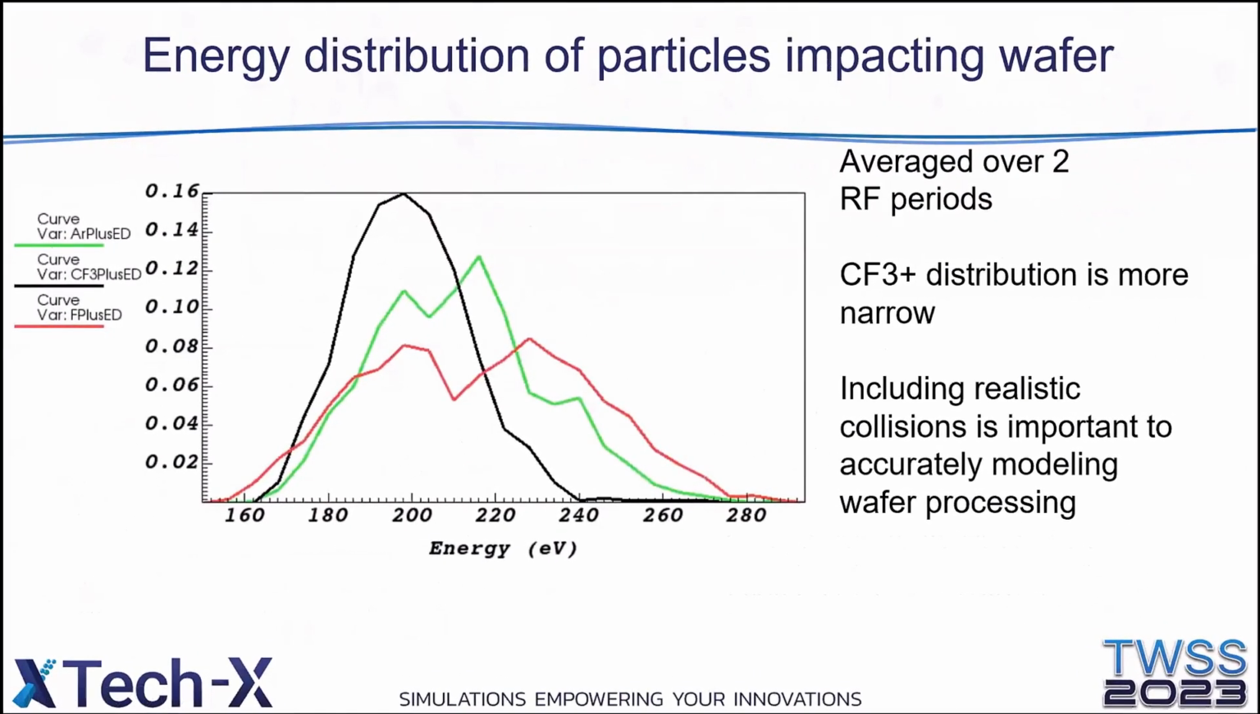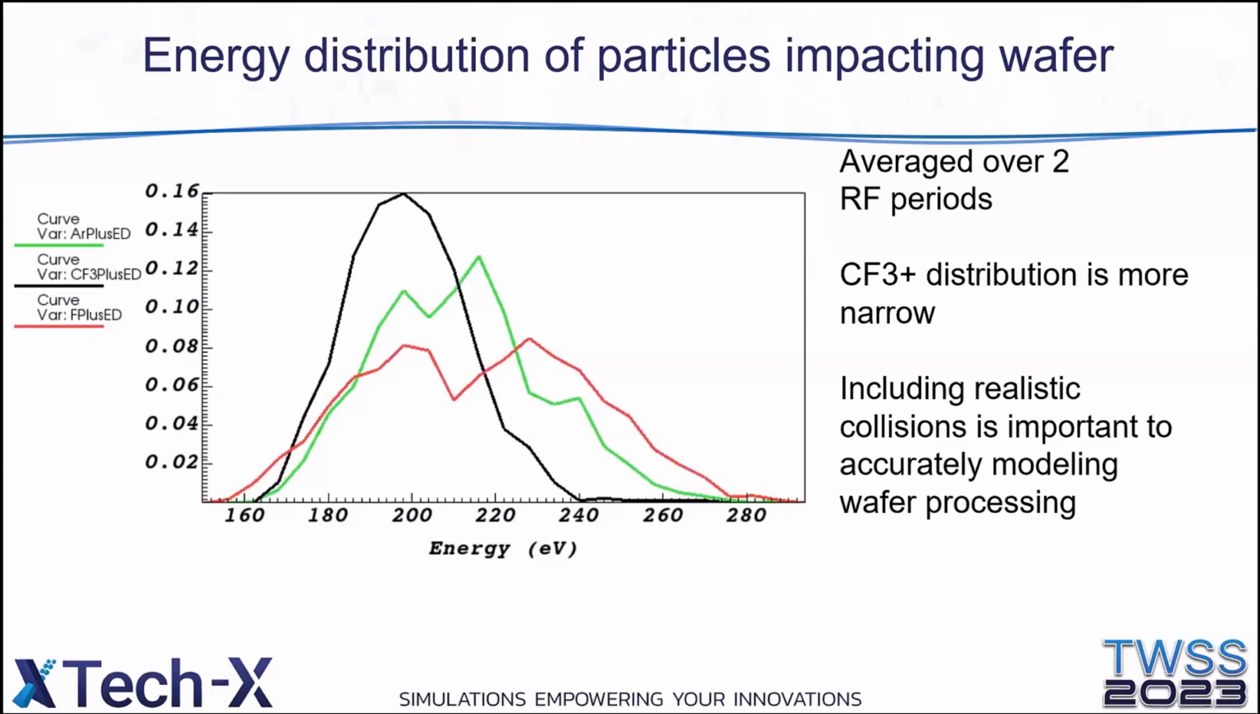Okay, I ran the simulation for about 20 or 30 RF periods. And here's a result of the energy distribution of the argon plus, which is yellow, CF3 plus, which is black, and F plus, which is red. And it's clear here that the CF3 distribution is more focused and around a tighter energy. So CF3 behaves differently than the other two ion species.